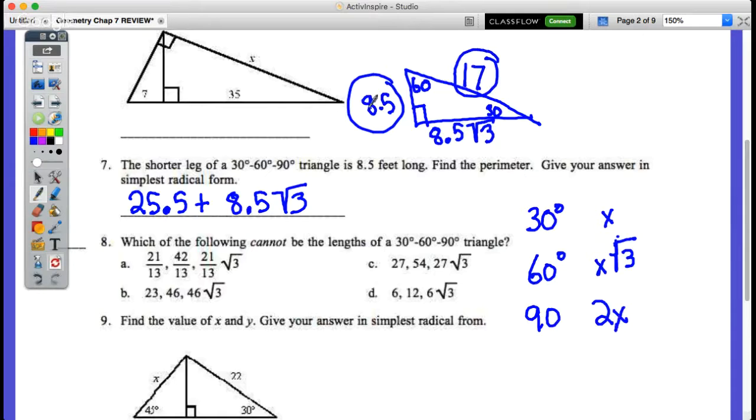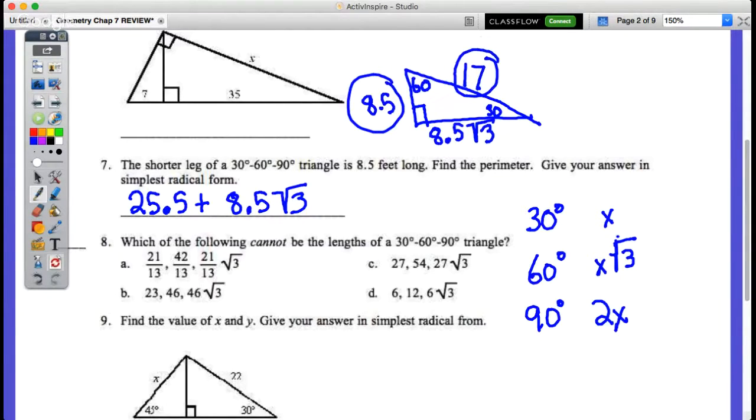So if the smallest side was 8.5, that's x. To get the side opposite 60, it's whatever x is, which we said is 8.5 times radical 3. So that's 8.5 radical 3. And then to get the side opposite the 90-degree angle, it's 2 times 8.5, which is 17.